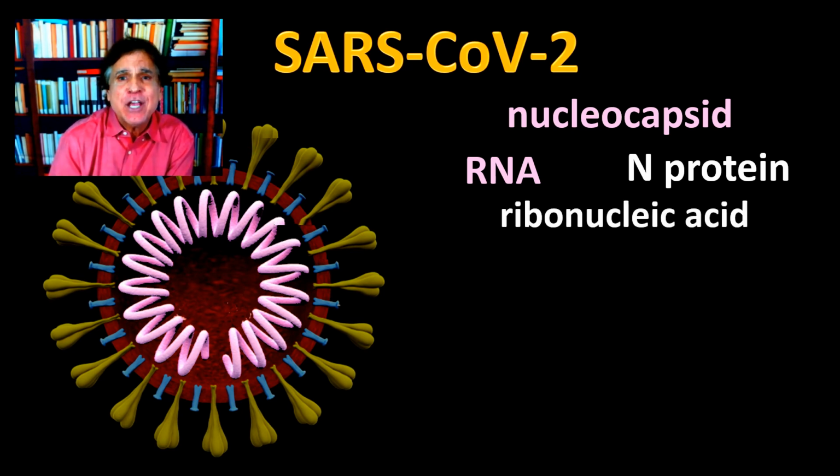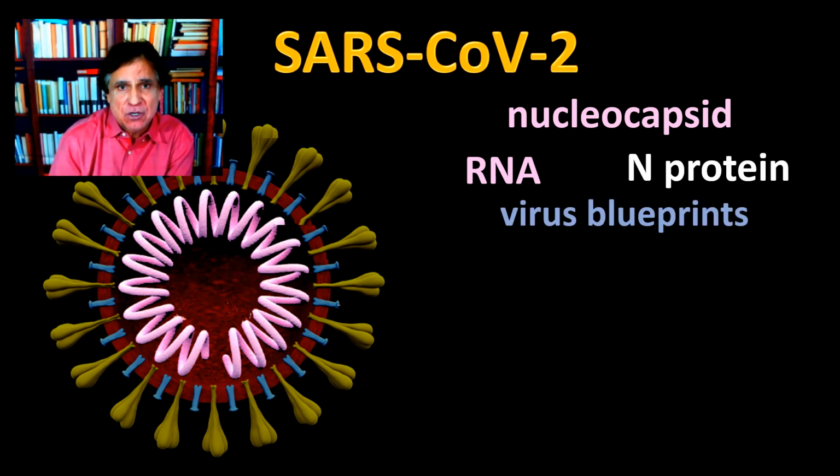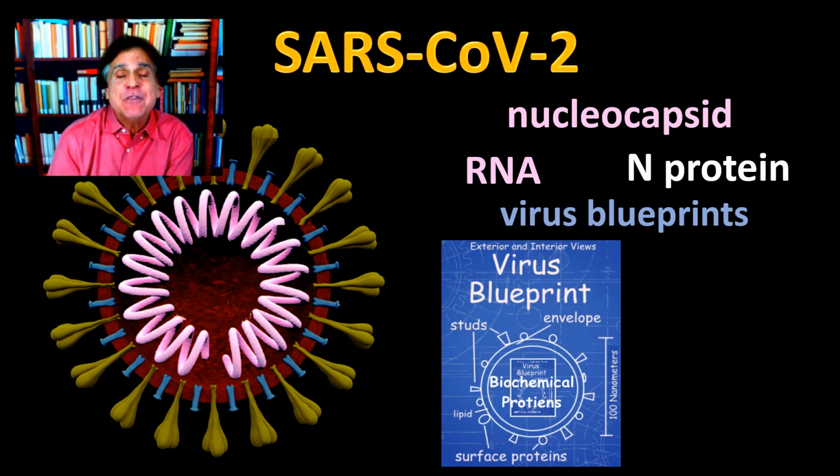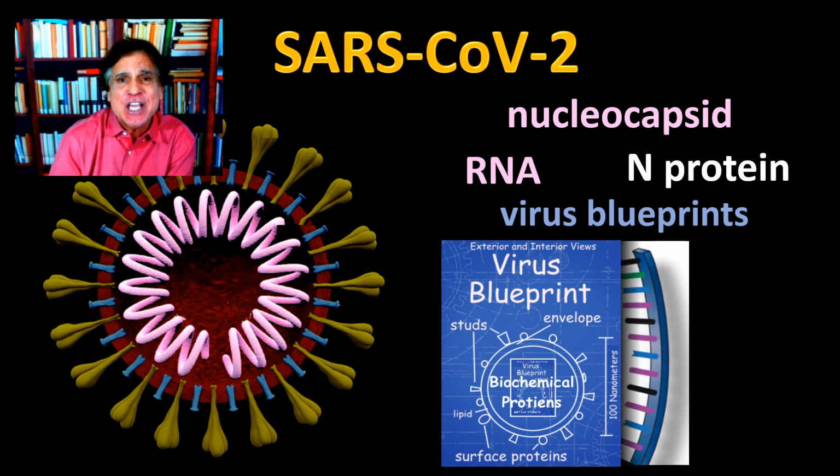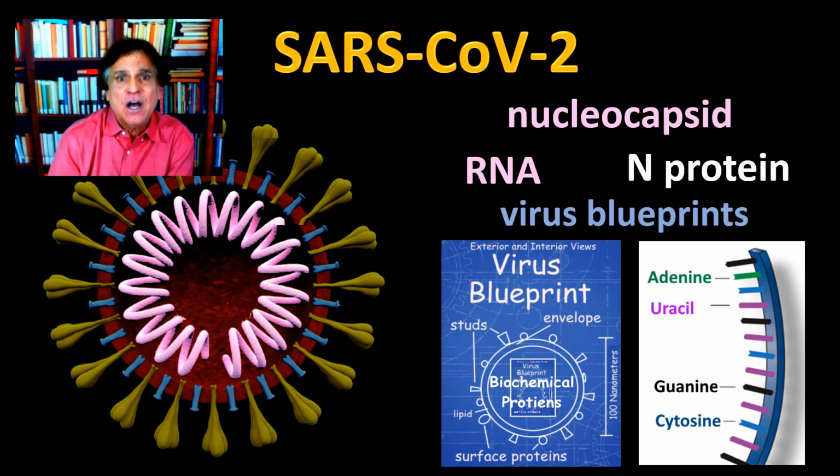Now, RNA, short for ribonucleic acid, is a nucleic acid which contains the blueprints for this virus. And those blueprints, well, they don't look like this. They're found in a sequence of nucleotides. And these nucleotides, this genetic code, calls for certain amino acids, which are then put together to form the proteins that make up this virus.